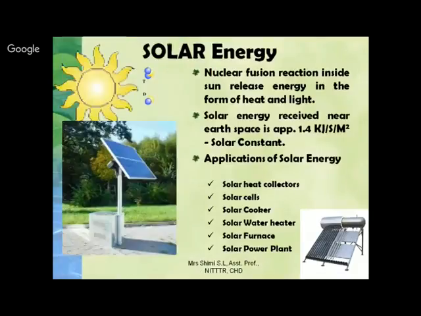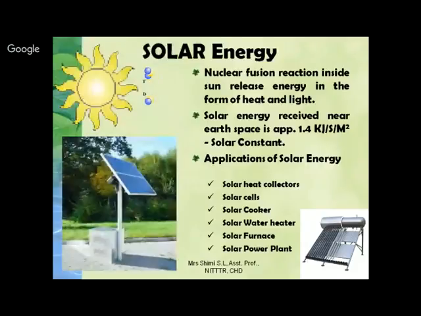So now we are going to solar energy. As we all know, the basic thing is the nuclear fusion reaction inside the sun, which releases a huge amount of heat and light. This fusion reaction involves isotopes of hydrogen. You have two isotopes, tritium and deuterium. When tritium and deuterium bombard each other, a large amount of energy is generated, and the byproduct is helium nucleus.